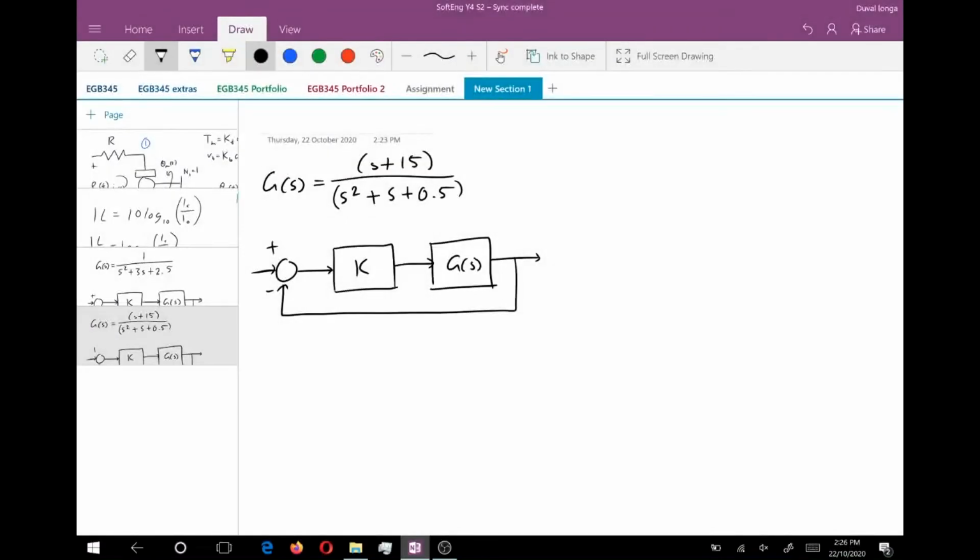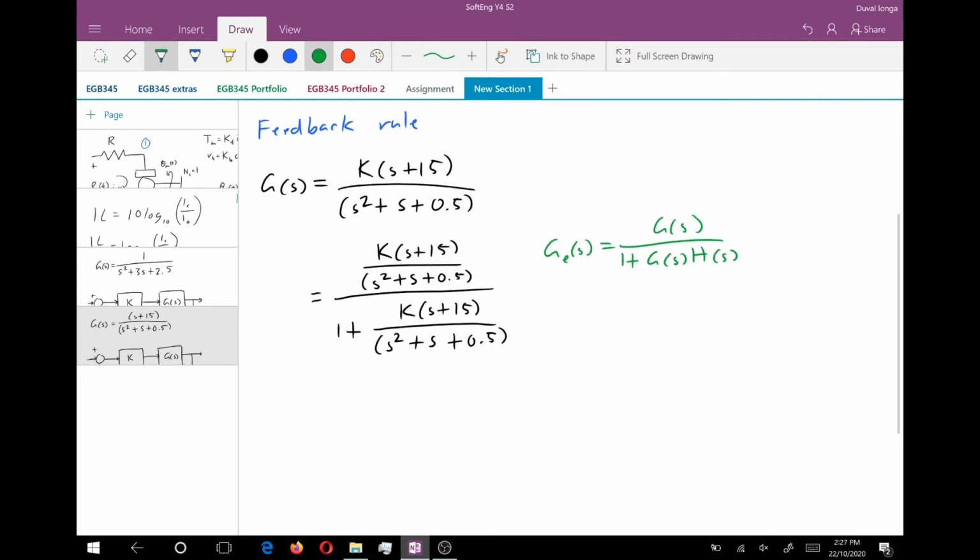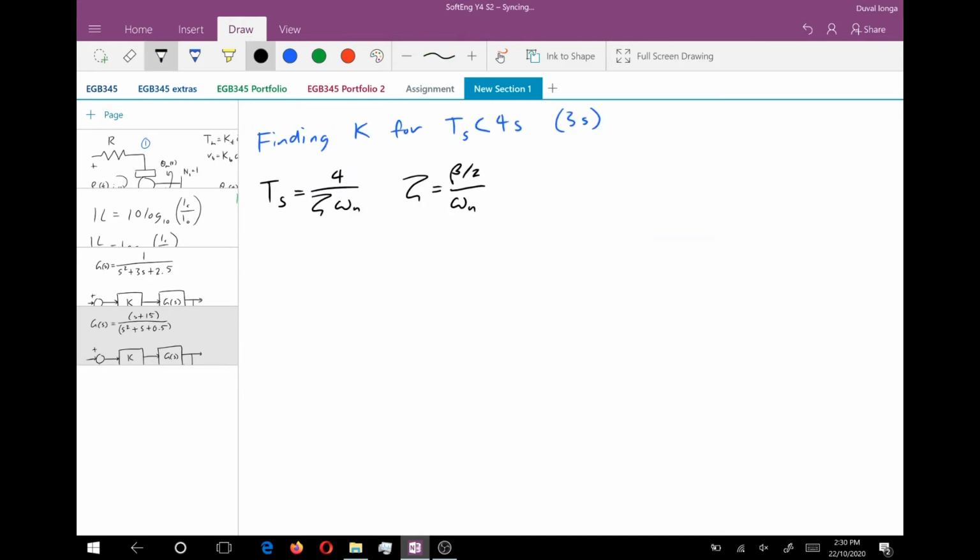So for task 2, this is our system, and this is the closed loop Unity feedback. And following the feedback rule, this is our closed loop system. And we have to get it into this form. And so we want to find a K for a settling time less than 4 seconds. So we will aim for 3 seconds. And we will be using these formulas to help with that.